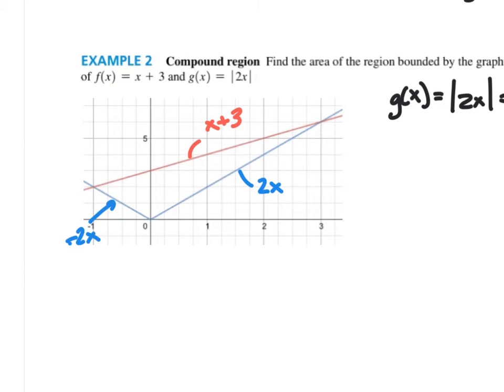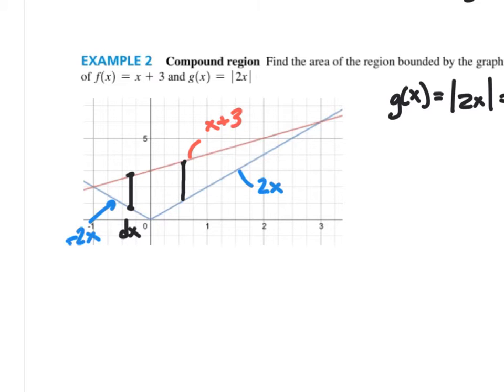Here's what I want you to see. The first thing I do is draw my slice, going from the top function to the bottom function. My width is the change in x, so that's dx. Now, what I notice is that in between negative 1 and 0, I'm going from x plus 3 down to negative 2x. But then at 0, I switch, and if I draw a slice over here, I'm going from the top function, x plus 3, down to just 2x.